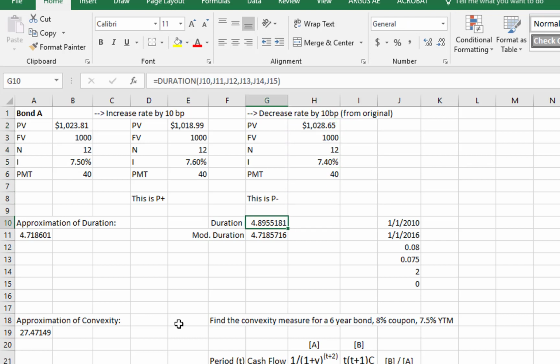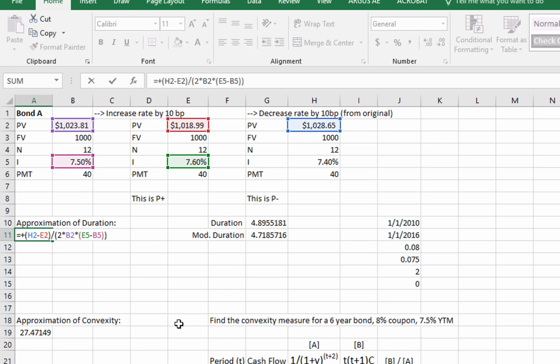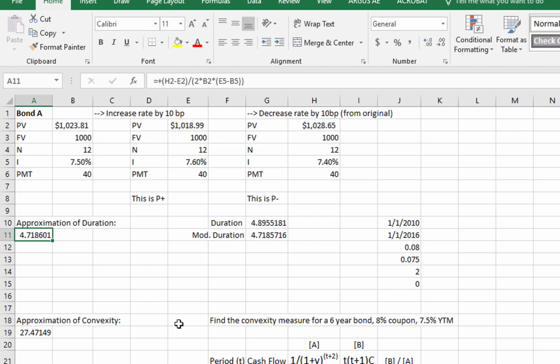If I plug that into the formula for approximating duration, I'm going to take the P minus, subtract from that the P plus, and so I've got that here, and then in the denominator I'm going to take 2 times the initial price times the change in interest rates. So when I plug all that stuff in, I would get an approximation of duration of 4.7186, and if we rounded that to 2 decimal places, I would get 4.72.